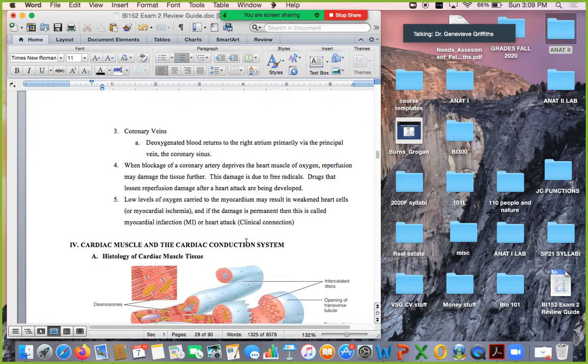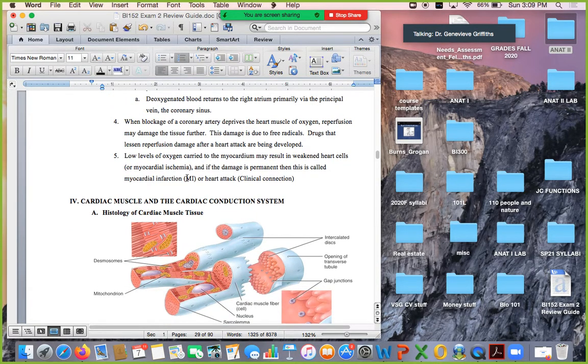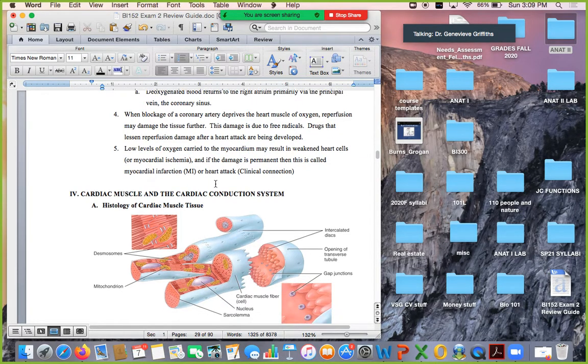Right. And if we have blockage of a coronary artery, we can end up with damage to the tissue, because we're going to be depriving the heart muscle of oxygen. And so we can need to use drugs. Sometimes we'll give these individuals drugs that'll help lessen the damage after a heart attack. If we end up with low levels of oxygen in the myocardium, the heart cells end up weakened. That's called ischemia. And if it's permanent, then we can have a myocardial infarction. It's also known as a heart attack.